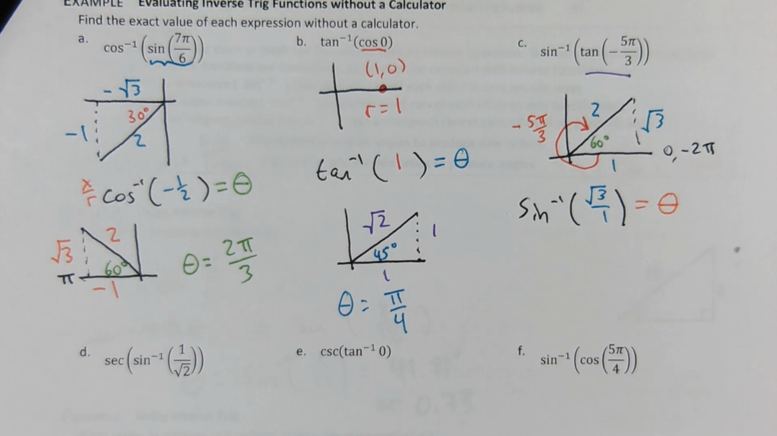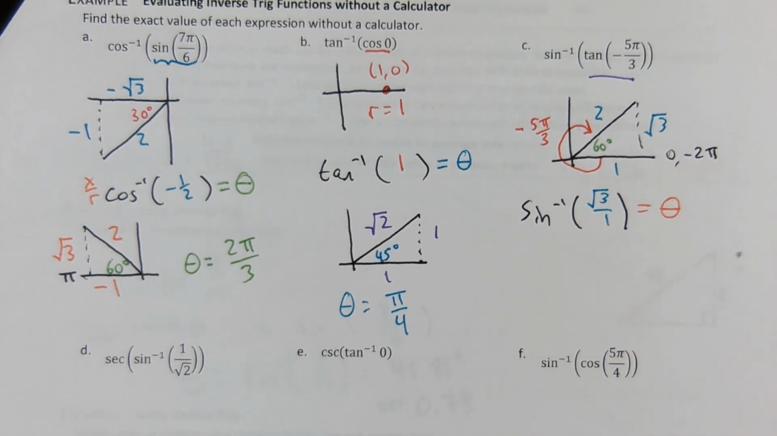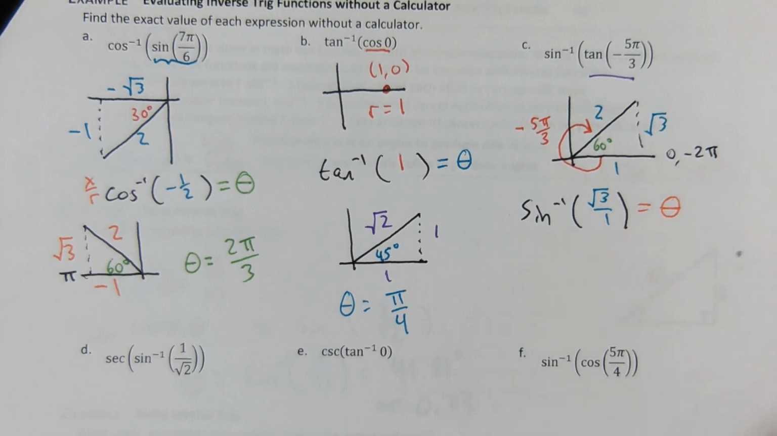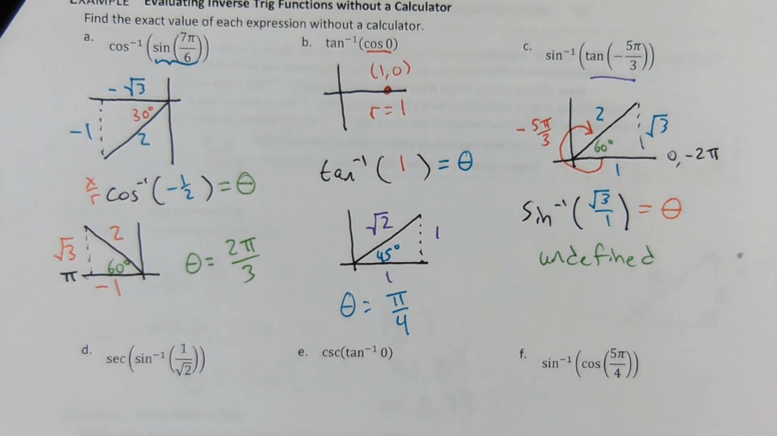Well, sine inverse can only give us back results in quadrant 1 and negative 1. Jared said it's undefined. Why? There it is. The radius cannot be smaller than the y value. The radius is supposed to be the largest side of a triangle. This is not possible. It's undefined. So this one's undefined because it described a triangle whose vertical leg is longer than its hypotenuse. Not possible.